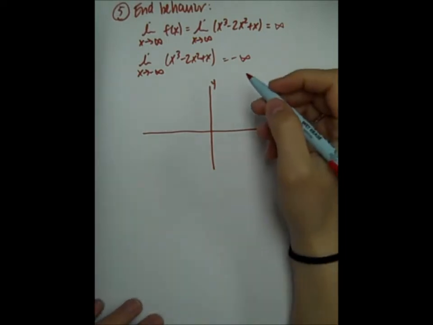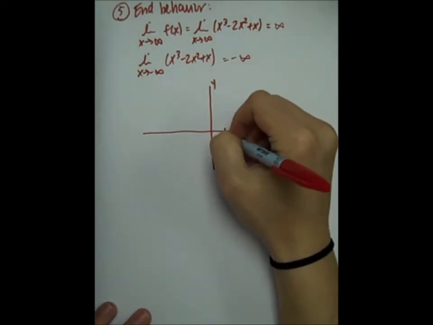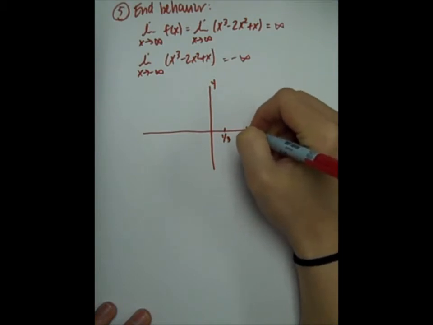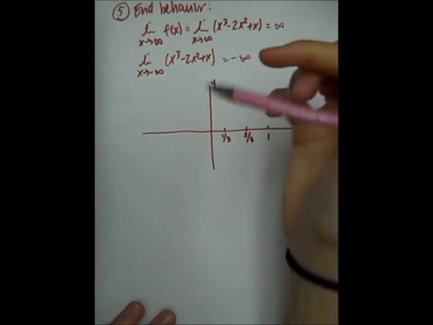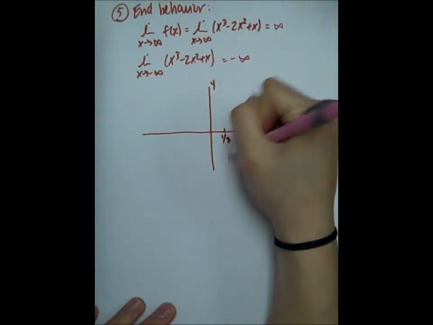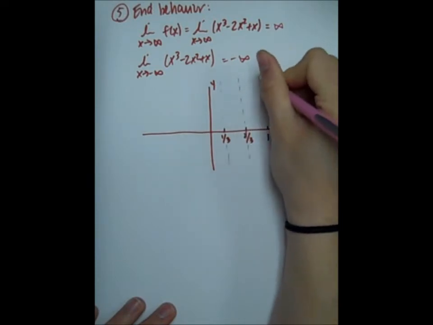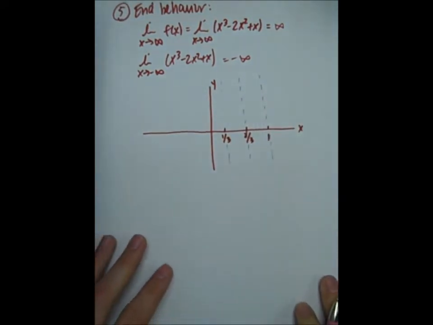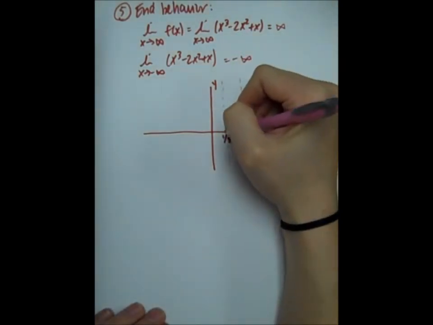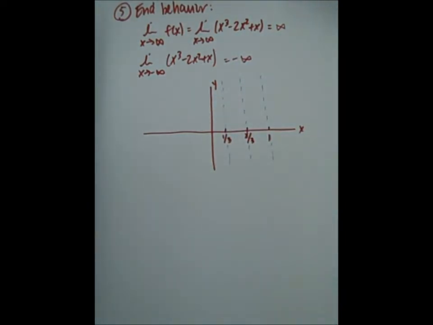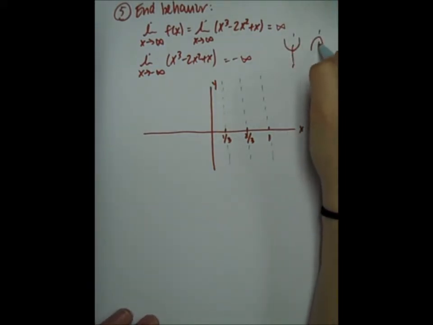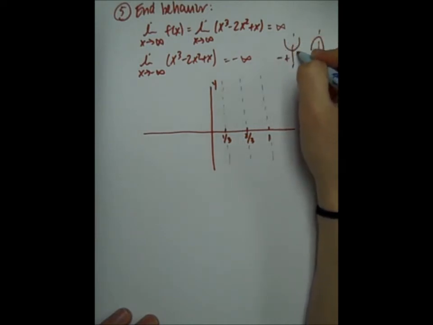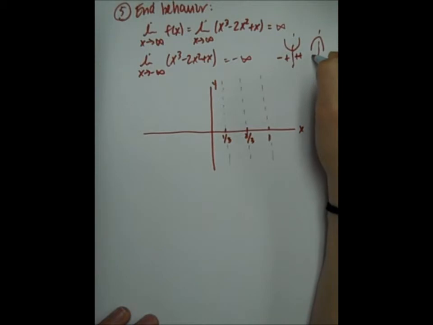So I'm going to come up here and plot 1/3, 2/3, and 1. And then I'm going to put a dotted line. Hopefully you can see that. Now, I'm going to go back to what we originally wrote. Remember this? So this was slope negative, concave up. This was slope positive, concave up. This was slope positive, concave down. And this was slope negative, concave down.